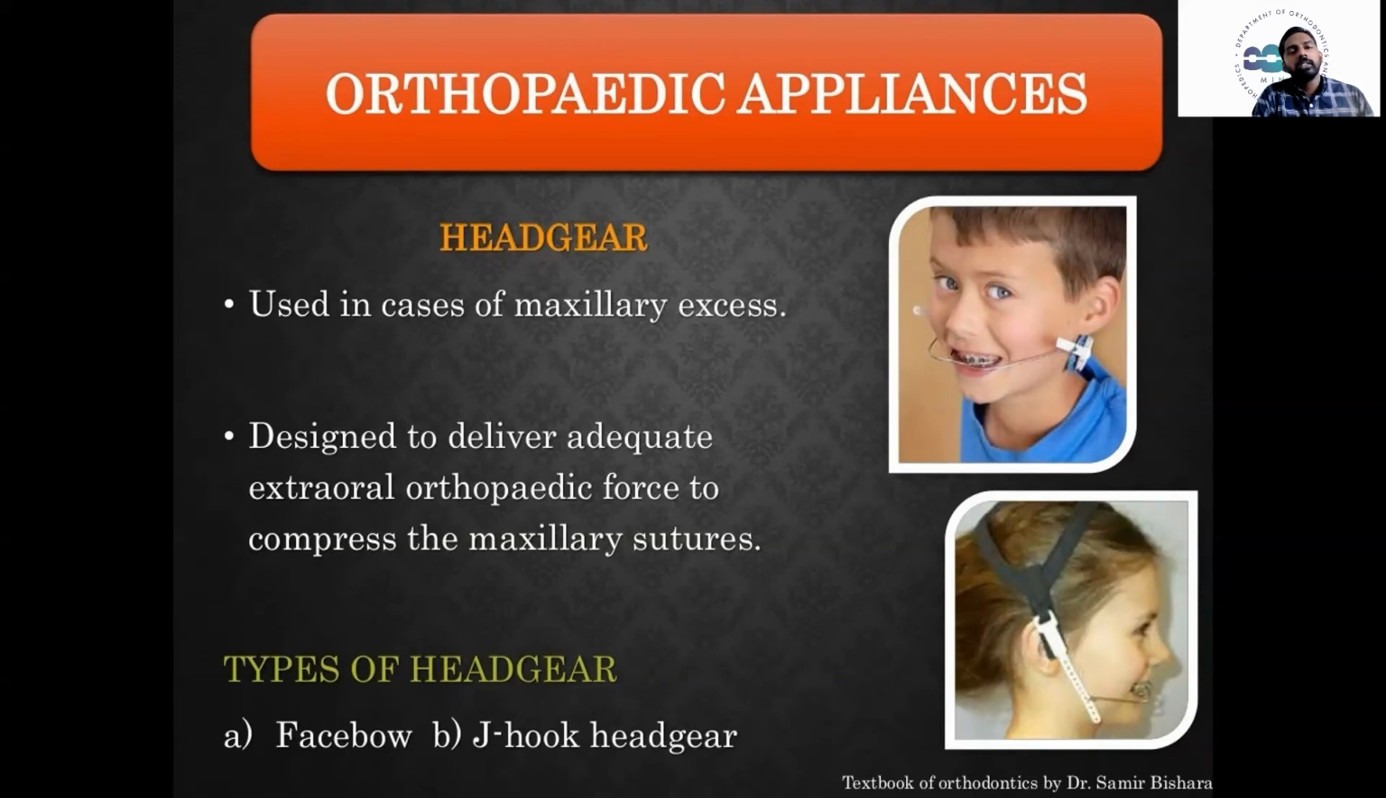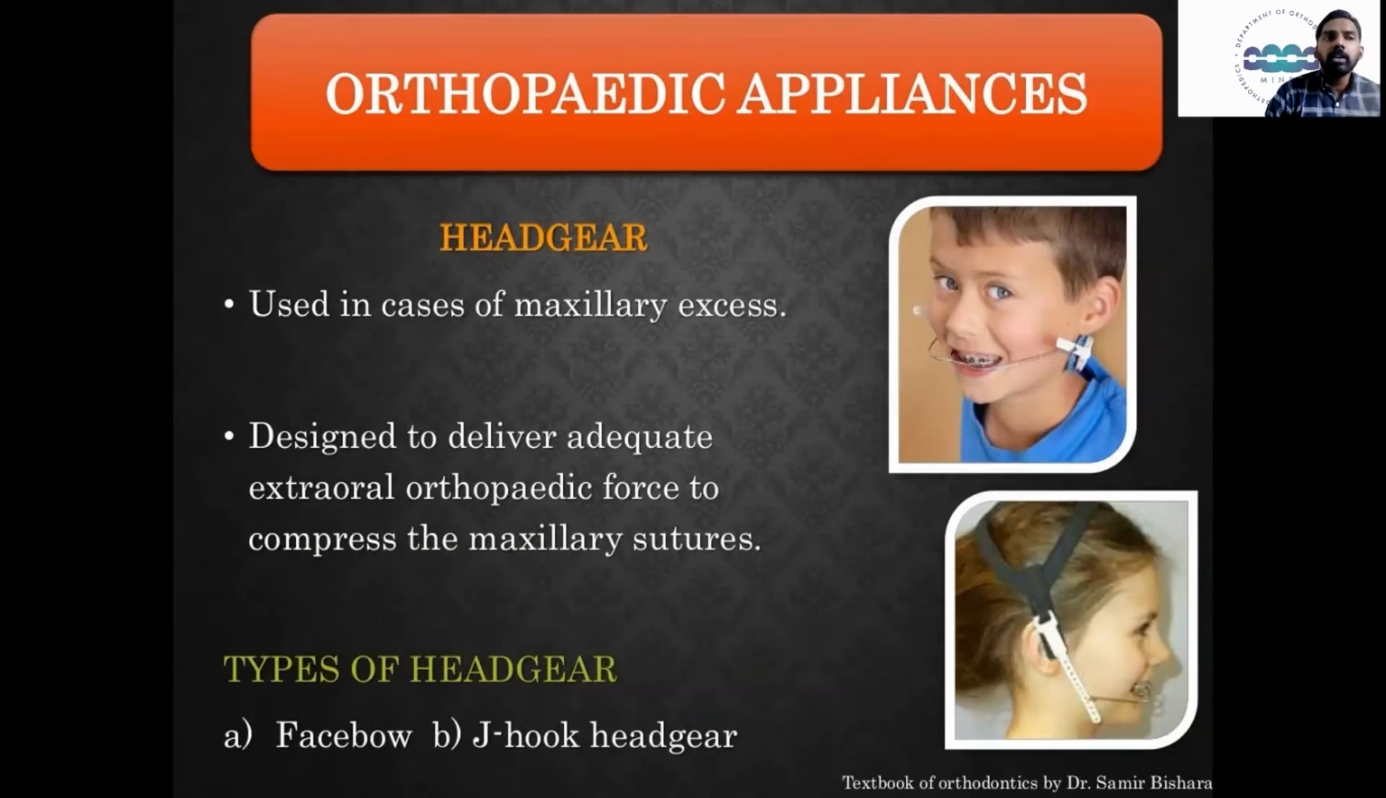So in this case, we can give a high pull headgear, that's the occipital headgear. When we give an occipital headgear passing through the center of resistance, there will be backward and upward positioning of the maxilla, which results in the forward and upward rotation of the mandible. It also helps to reduce this gummy smile because the maxilla is upwardly and backwardly placed.